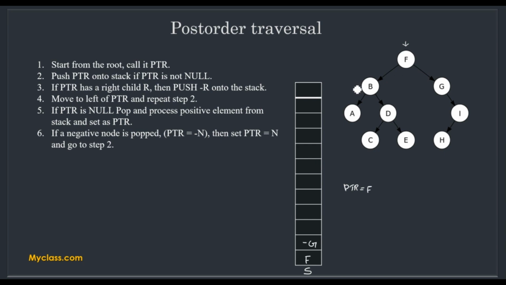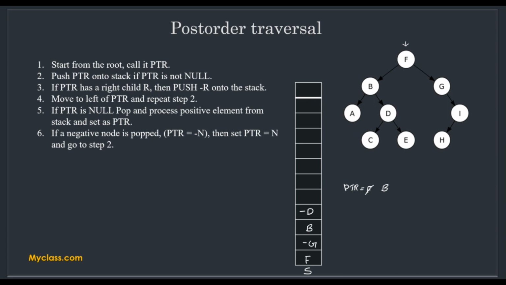So now our PTR equals B. Now our PTR is B. B means push PTR onto the stack. We are pushing B to the stack and then we are considering the right child first. So minus D. We are pushing minus D. Move to the left of our PTR. As our PTR was B, the left of PTR is A now.